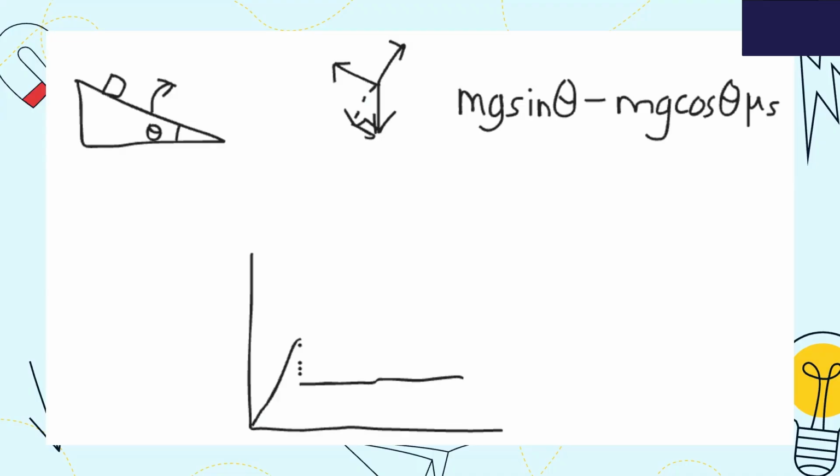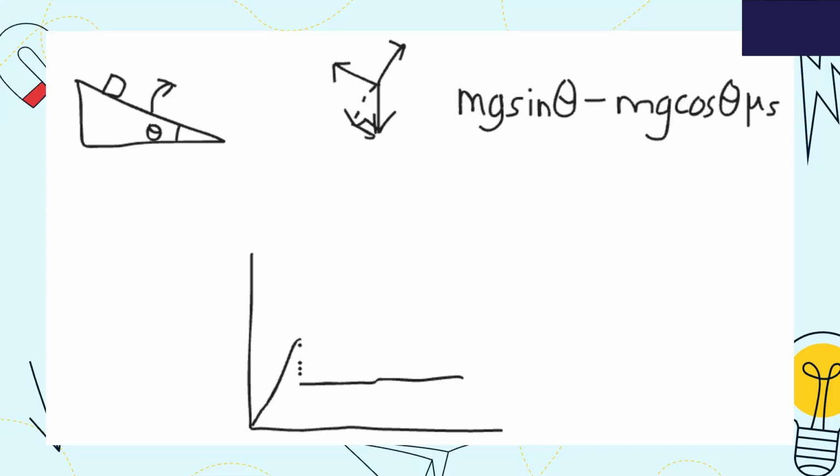And that static friction force is equal to Fn times the coefficient of static friction. And Fn here, because the object is not accelerating through the ramp, is just equal to mg cosine theta, the other component of the force of gravity. So essentially, that's the equation: mg sine theta minus mg cosine theta times the coefficient of static friction. And eventually at some theta, the mg sine theta is going to be bigger than the mg cos theta times the coefficient of static friction.